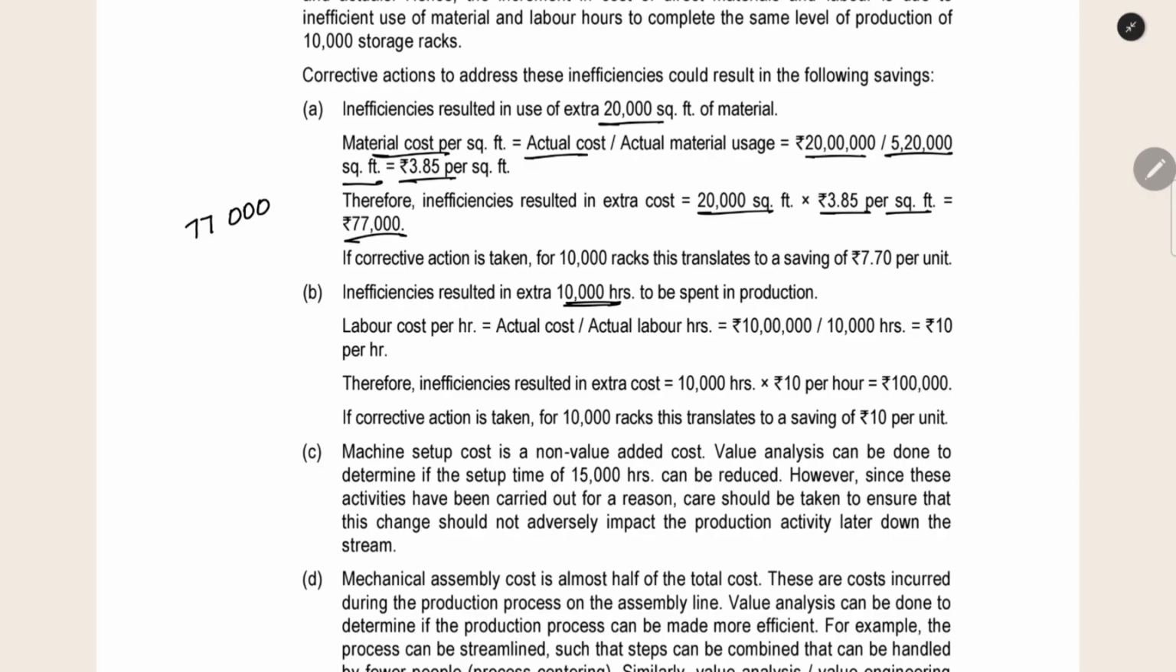Now, 10,000 hours we used extra labor. Here, actual cost is 10 lakh, and actual labor hours should be 1 lakh hours because the actual usage is 1 lakh hours. It is a printing mistake. 10 rupees per hour is the labor rate. Now, we are using 10,000 hours extra. Cost per hour is 10 rupees. So, 1 lakh rupees we are wasting because of extra labor hours usage. This is what they are telling.